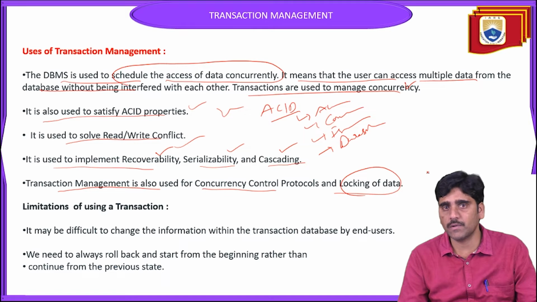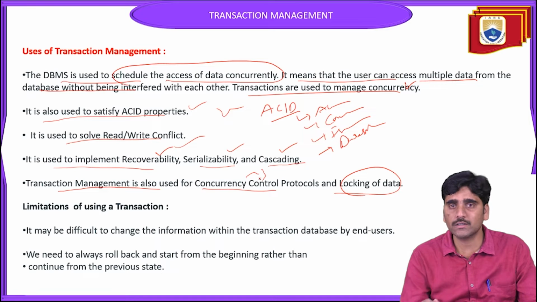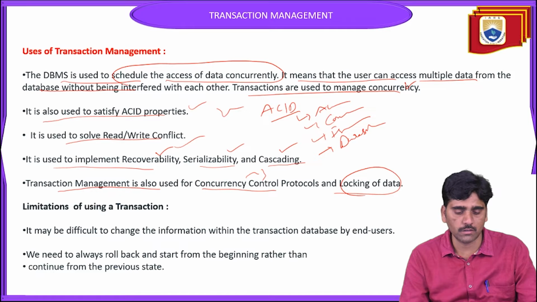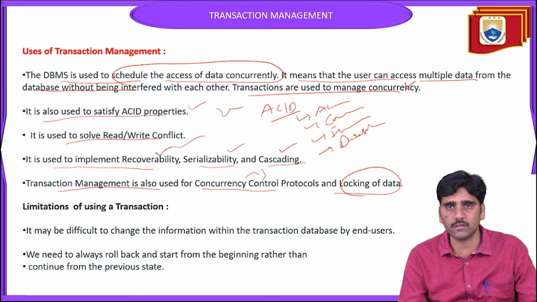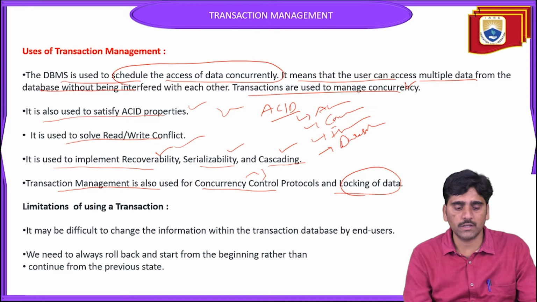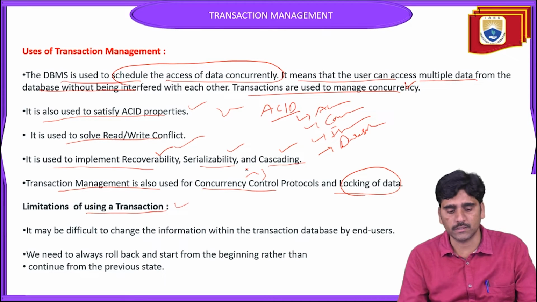So transaction management is used for concurrency control protocols. That means they are going to lock the transactions so that deadlock situations or other difficult situations do not occur. To avoid all of these things, we use transaction management. So, limitations of using transaction management.